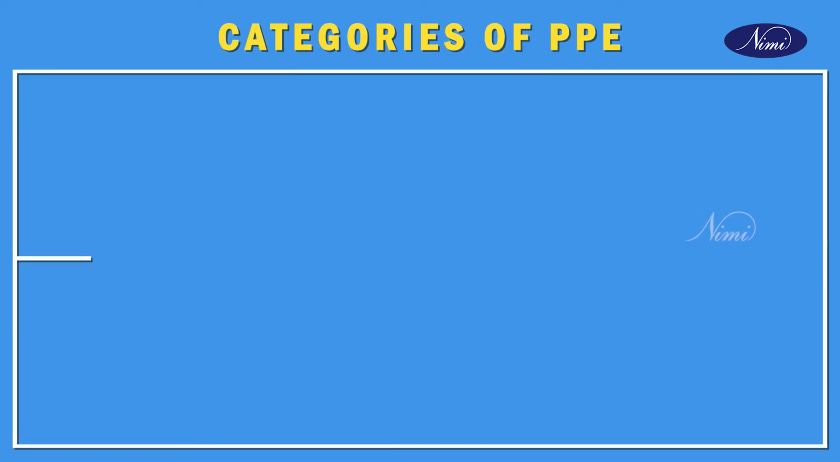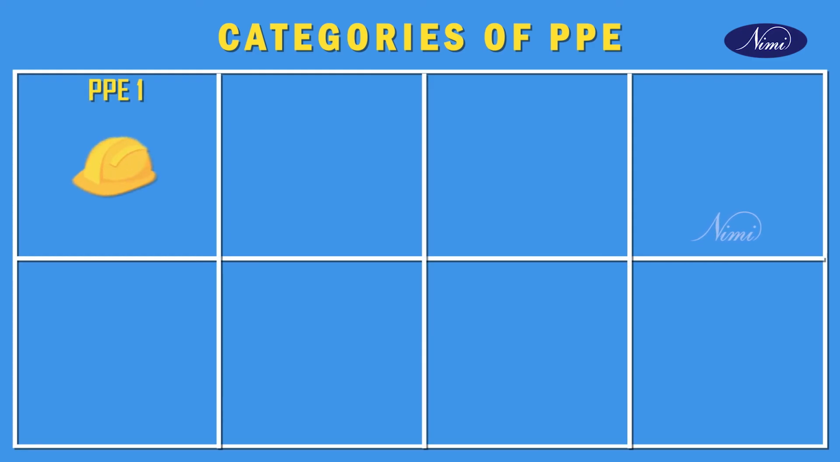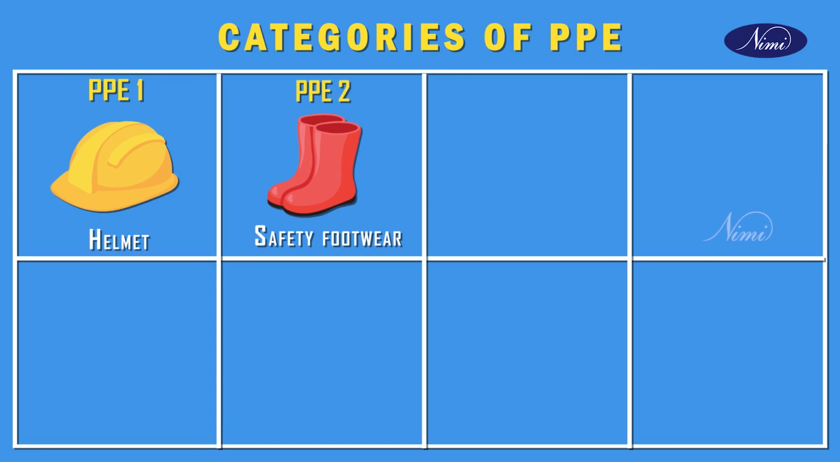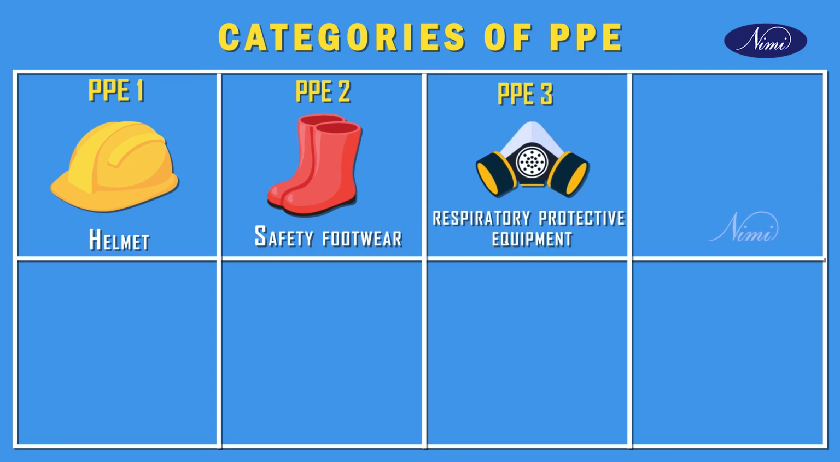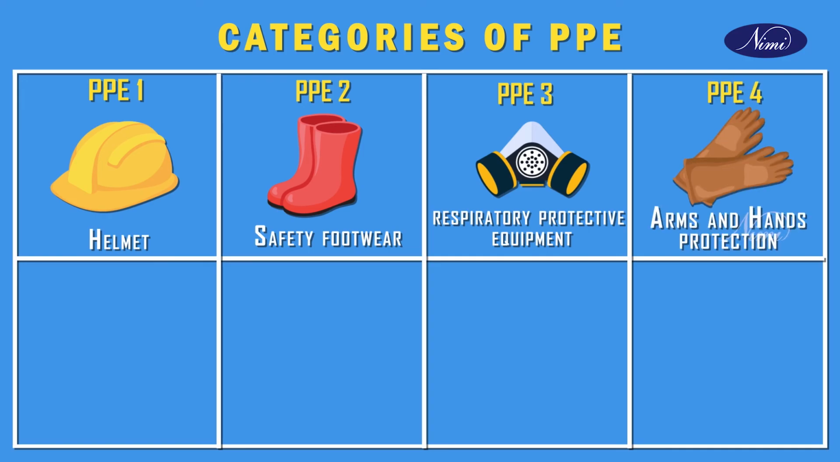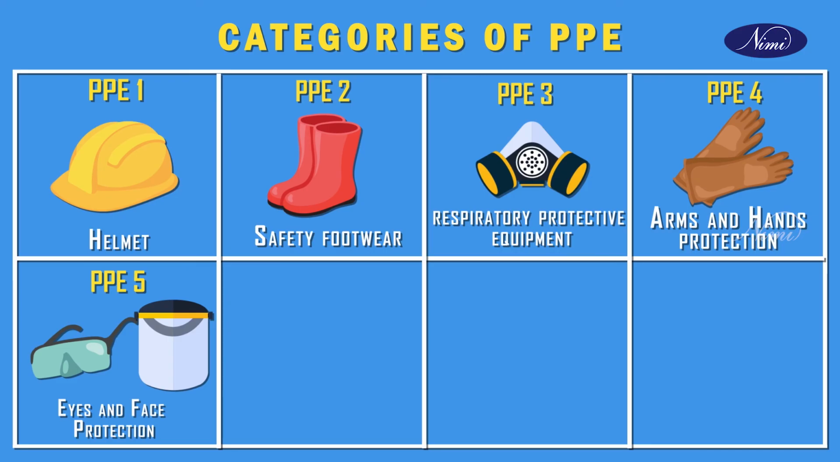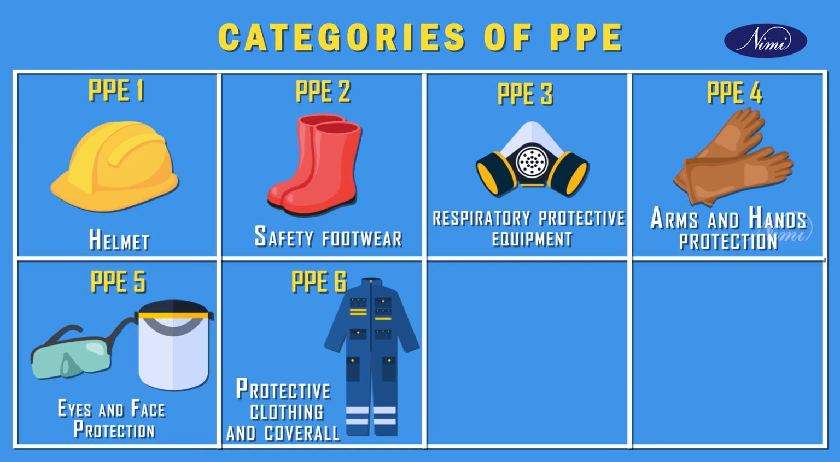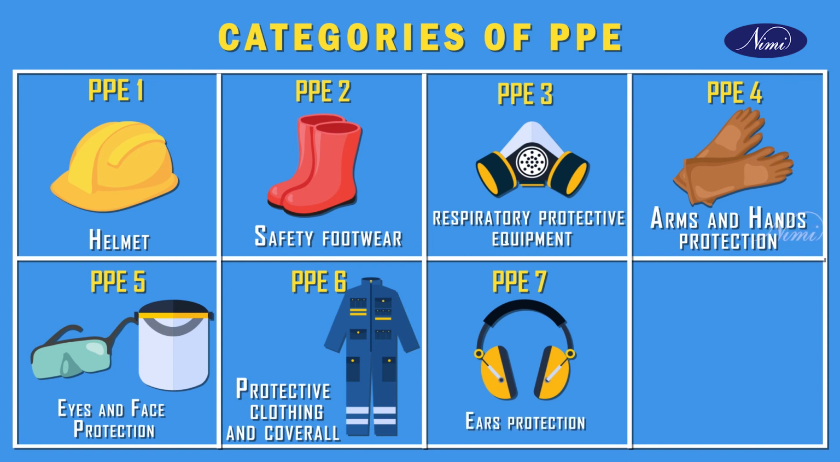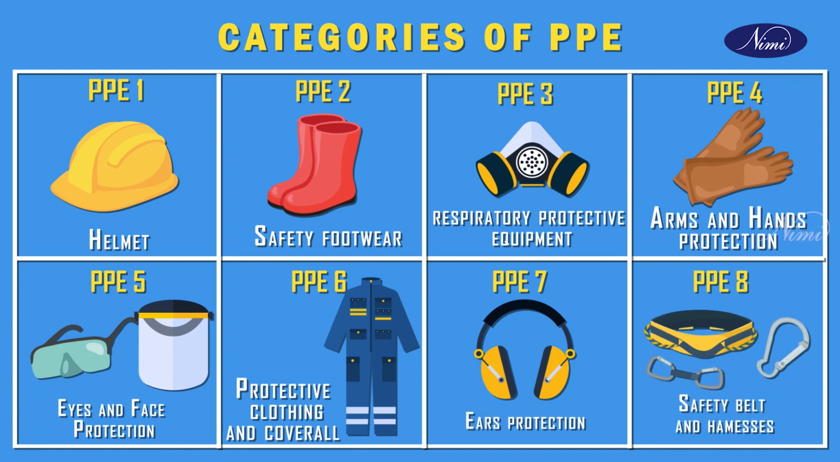In the tabulation, we can see PPE 1 for helmet, PPE 2 for safety footwear, PPE 3 for respiratory protective equipment, PPE 4 for arms and hand protection, PPE 5 for eyes and face protection, PPE 6 for protective clothing and cover up all, PPE 7 for ears protection, and PPE 8 for safety belt and harnesses.